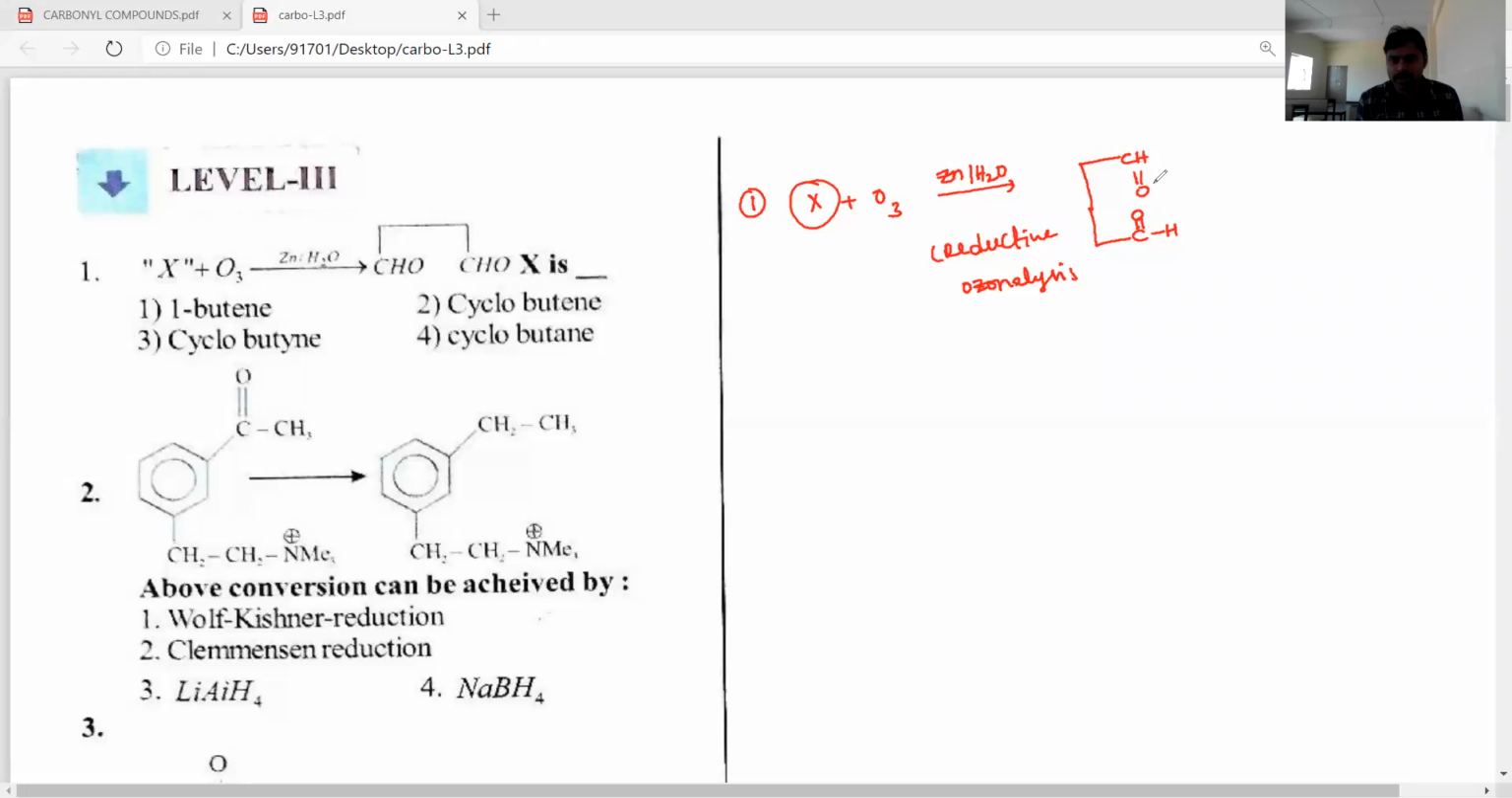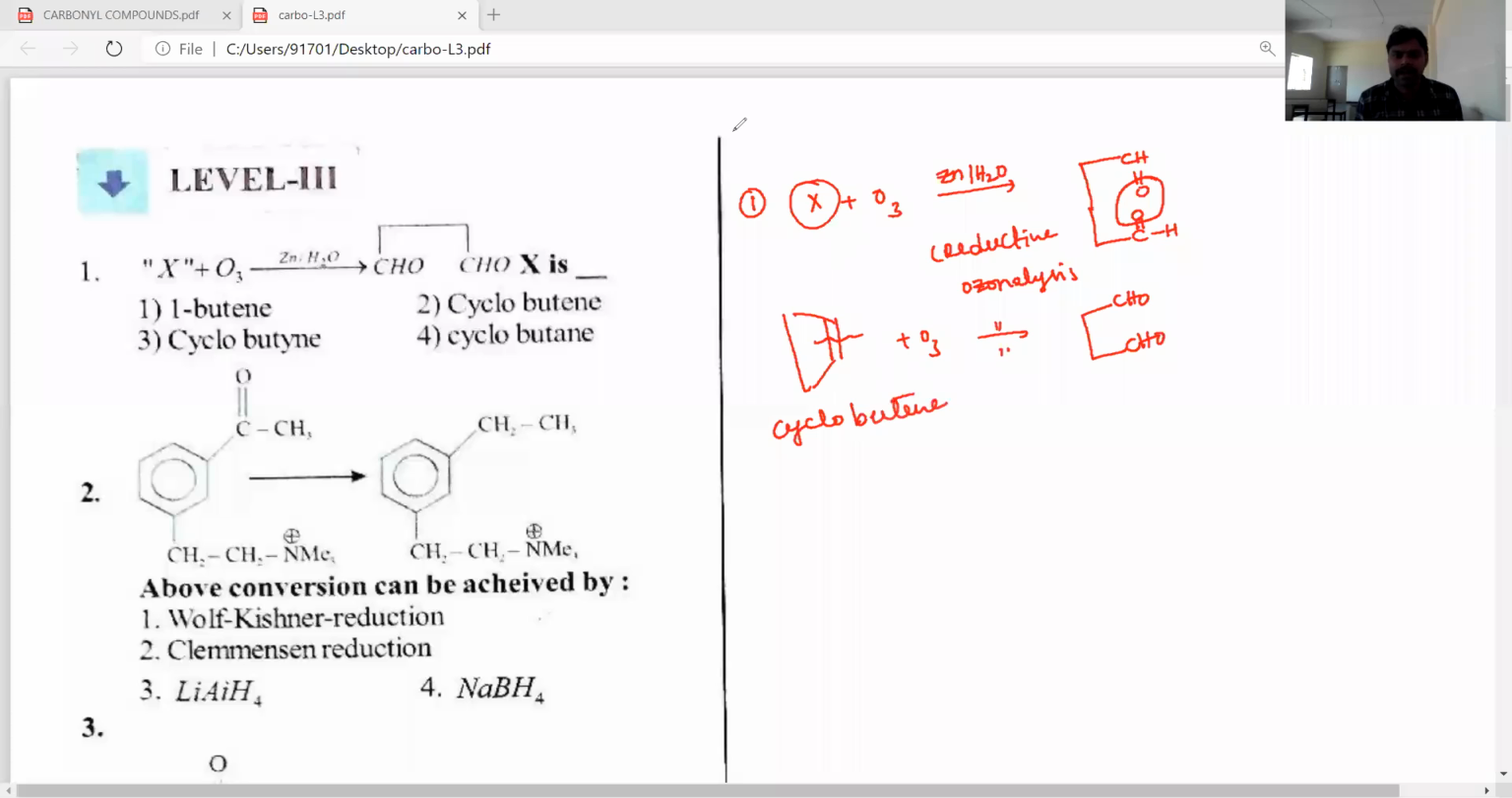Let's listen. This product is formed whenever a double bond is present, treated with ozone followed by reductive hydrolysis, then we'll get CHO formed. Means it is cyclobutene. Cyclobutene is the X.